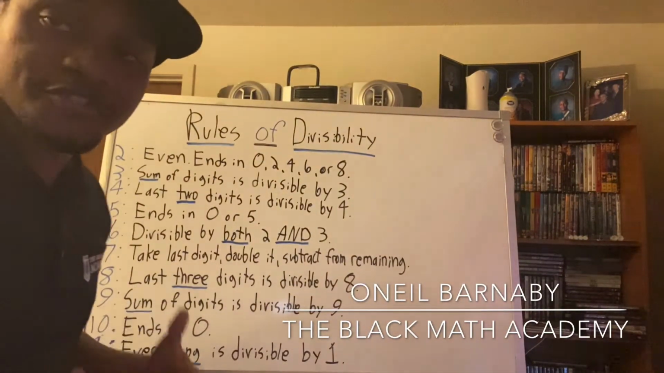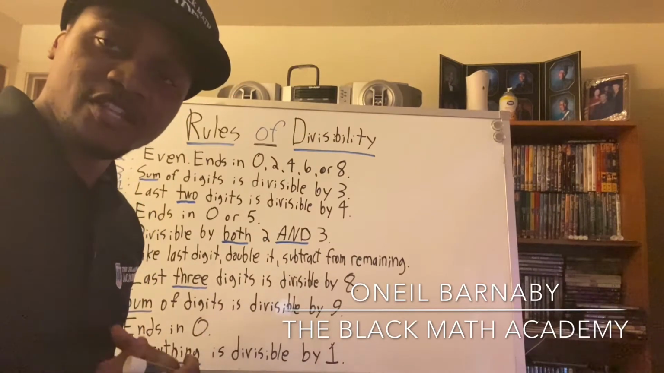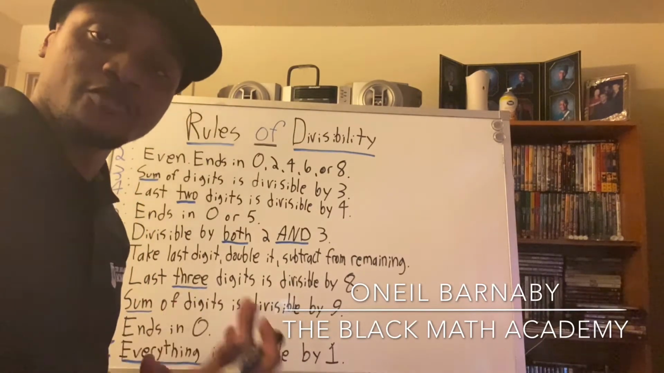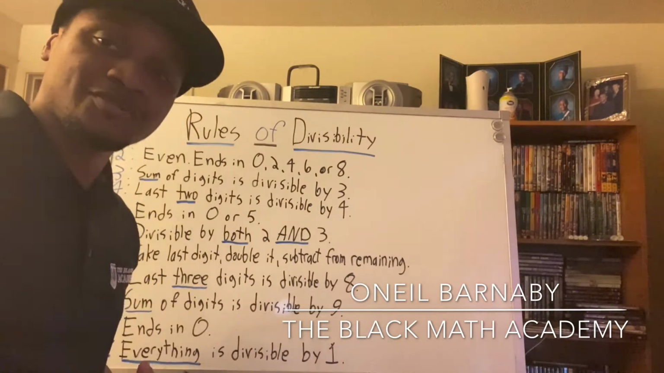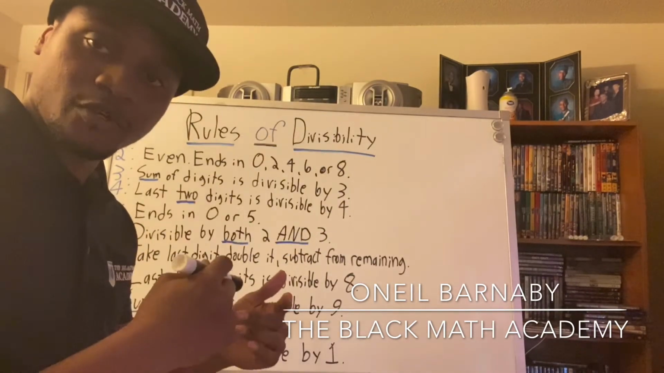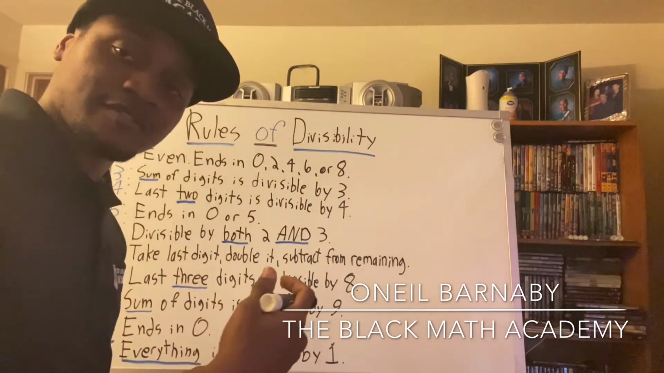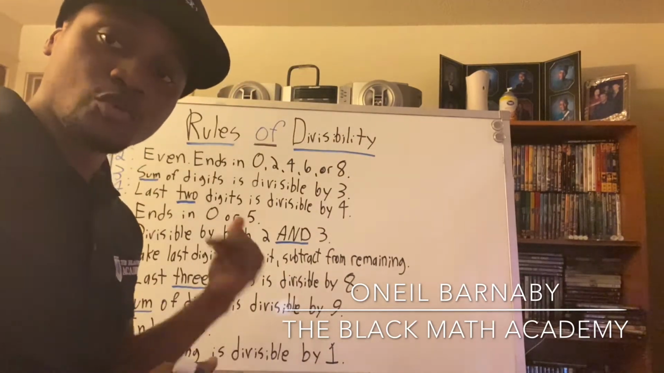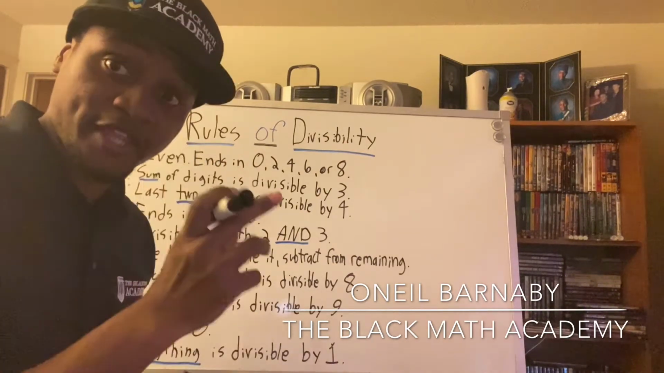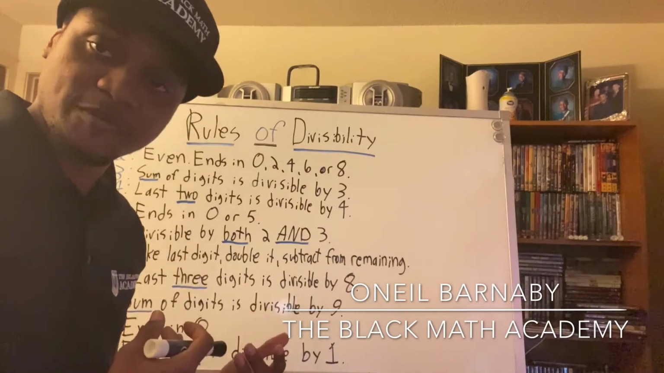So the rules of divisibility are a way to look at a number and tell whether or not it's divisible by a certain digit. As opposed to taking a number, dividing it by a digit and seeing if it works, and if it doesn't, picking another number. You can avoid that process and use these rules and literally just look at it, and you'll be able to tell whether or not it's divisible by a specific digit.